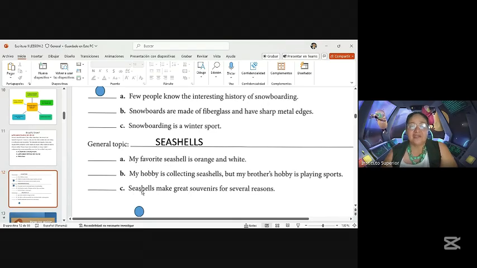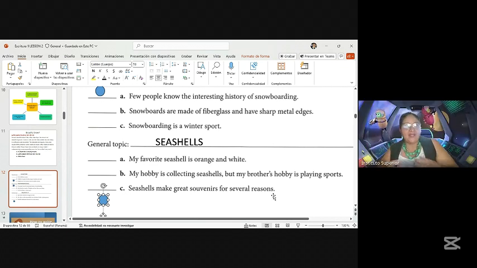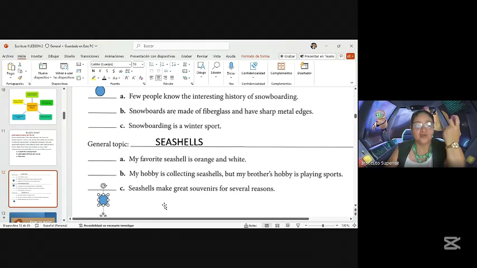In C, we have seashells is my topic. And what is my controlling idea in C? What I'm going to talk about? The controlling idea is "make great souvenirs for several reasons." I'm going to explain how it's possible to make souvenirs with seashells, all the ways I have, all the things I may create. So I have an idea to develop.